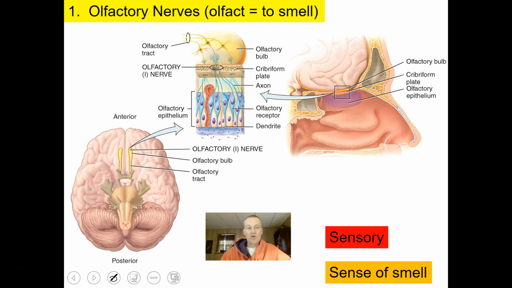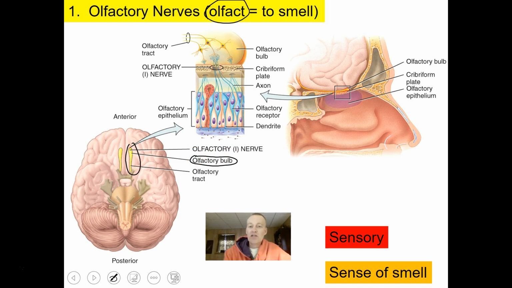Okay, so our first cranial nerve is called the olfactory nerve. Olfact, if you look at the root of that, means to smell. If you look at the bottom of the brain, you can see the olfactory nerve is located right here, and it's in yellow here. That's actually the part called the olfactory bulb, but it is cranial nerve number 1.